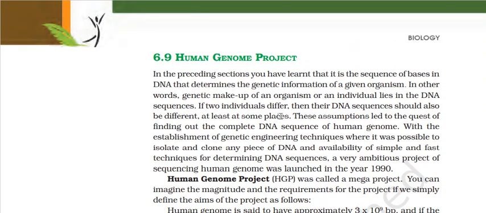In the preceding sections, you've learned that it's the sequence of bases in DNA that determines the genetic information of a given organism. In other words, genetic makeup of an organism or an individual lies in the DNA sequences. If two individuals differ, then their DNA sequences should also be different, at least at some places. These assumptions led to the quest of finding out the complete DNA sequence of human genome.